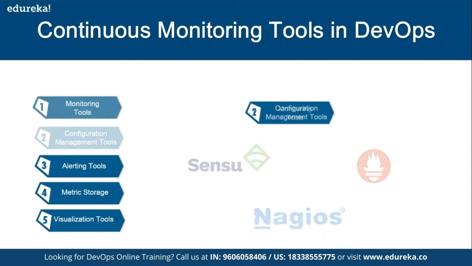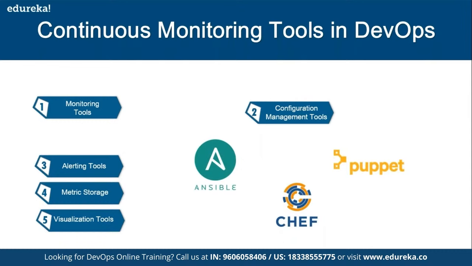The next one on the list is DevOps configuration management tools. Configuration management tools allow you to automate the provisioning and deployment of systems and enforce desired configurations and remediate configuration drift by modeling your infrastructure as code. You can apply software delivery practices like version control, automated testing, and continuous delivery to infrastructure and applications, of course. Some of the tools are Ansible, Chef, Puppet.